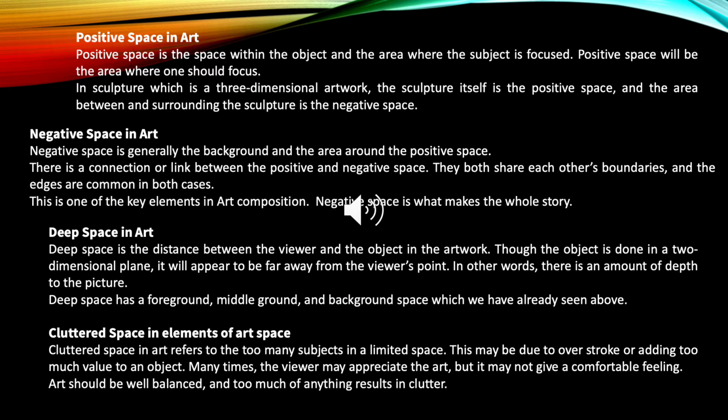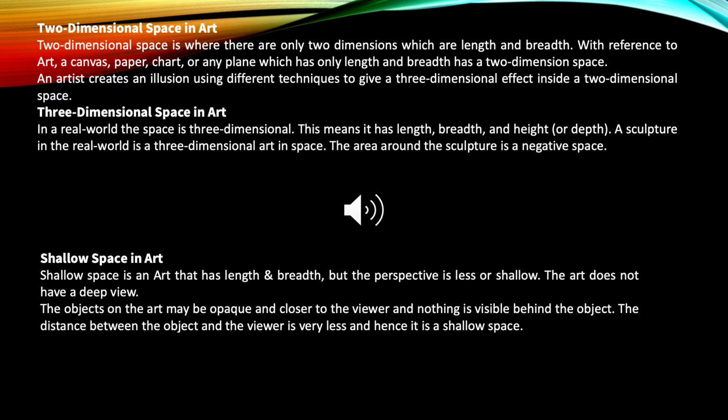Positive space is the space within the object and the area where the subject is focused. Negative space is generally the background and the area around the positive space. Deep space is the distance between the viewer and the object in the artwork. Cluttered space refers to too many subjects in a limited space. Two-dimensional space has only two dimensions, which are length and breadth. Shallow space in art has length and breadth, but the perspective is shallow.